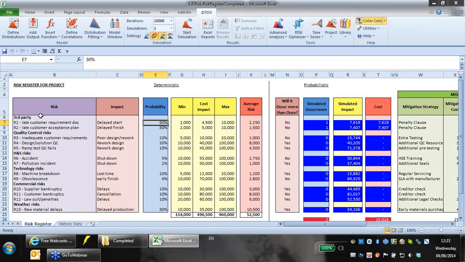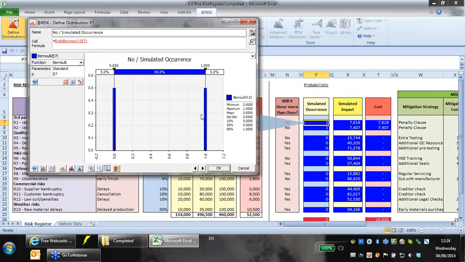Here, the customer has a 50% chance of giving their requirements late, and in this cell we've got a distribution to simulate that. In 50% of cases the customer isn't going to give us their requirements late, in which case that risk doesn't happen, so it happens 0 times. In 50% of cases the customer is going to give us their requirements late, which means there's a 1 there. So we're generating 1s and 0s to simulate whether or not the risks are occurring. This is a 50-50 chance, exactly the same as flipping a coin in the air and calling heads or tails.